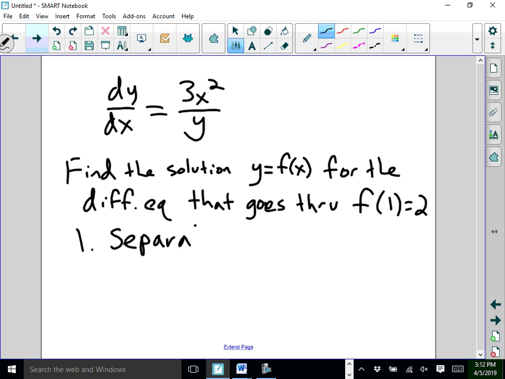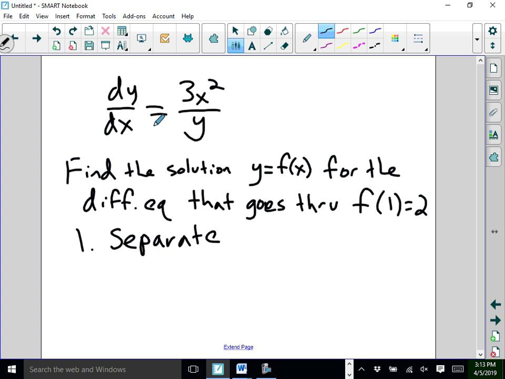So I want to separate my x's and my y's, okay? And I'm always going to do this by multiplying. I'm going to break up that dy dx. I'm going to multiply dx to the right side of the equation, right? To get rid of this dx here, I need to multiply it because it's on the bottom. And then I've got to do whatever I can to get y to the other side. Just letting the equation guide me there.